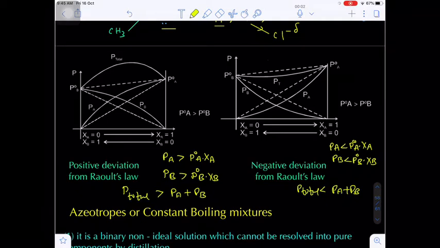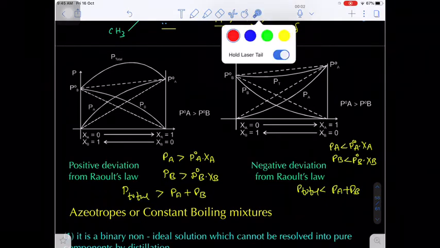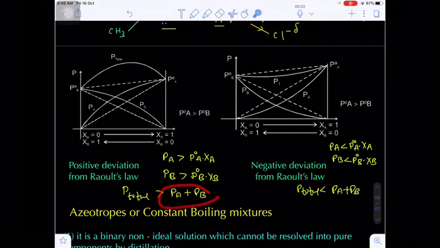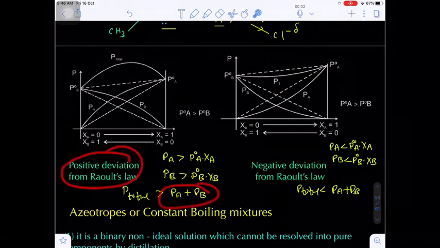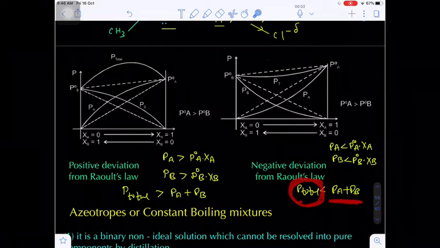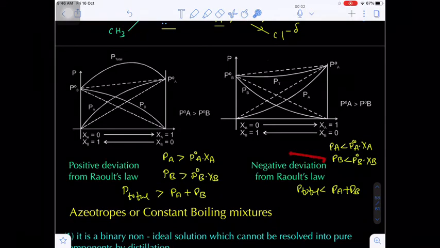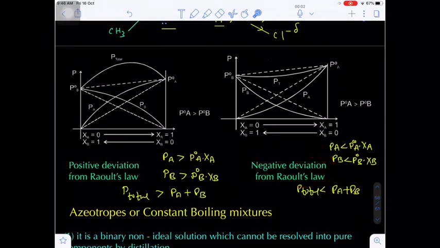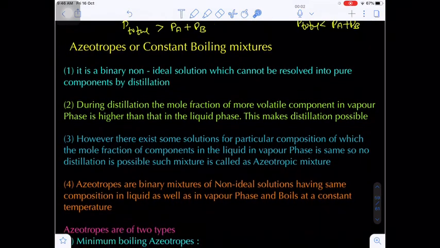If the experimentally observed total pressure is always greater than that calculated from Raoult's law, that is called positive deviation. If the experimental total pressure value is less than the sum of the partial pressures of components A and B as calculated from Raoult's law, that is called negative deviation. Are you getting my point?